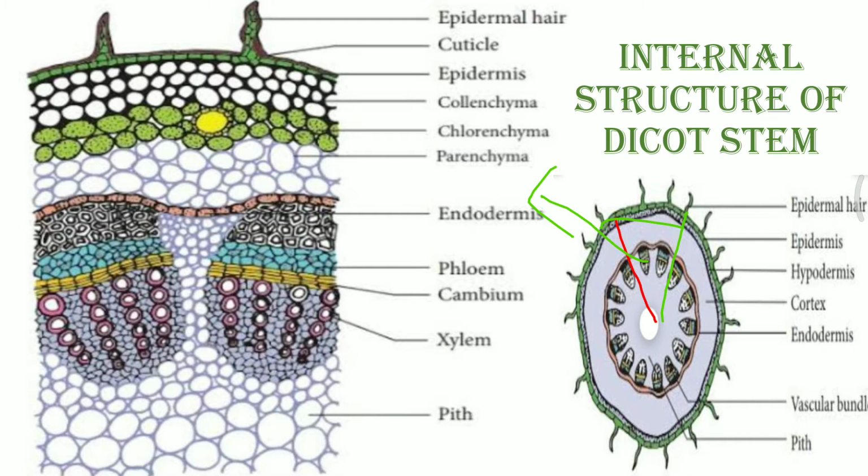So we will start from the outermost layer, that is the epidermis. Epidermis again consists of a single layered structure which is protective in nature and has compactly arranged parenchymatous cells. The parenchymatous cells are living cells and they can grow and give rise to the hair cells also. So epidermal hair cells are formed when some of the epidermal cells grow extensions on the outside.